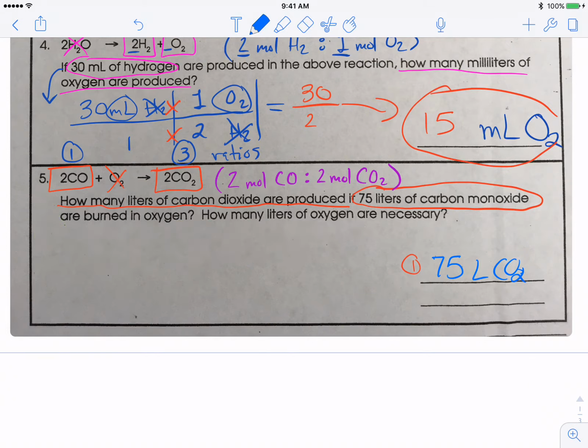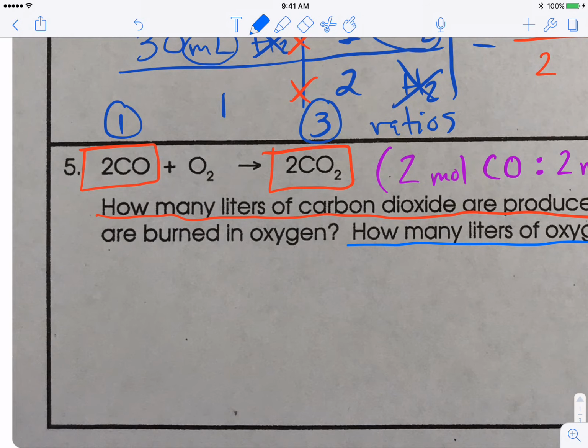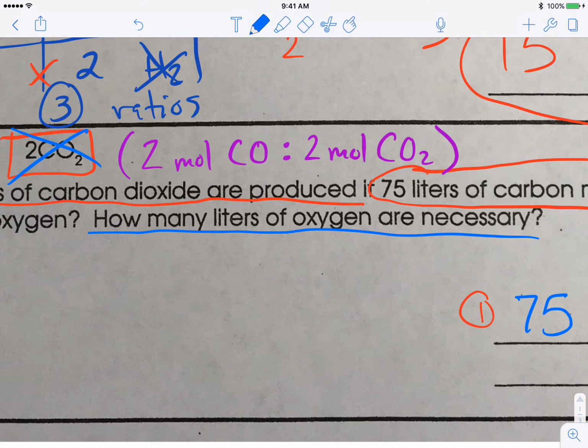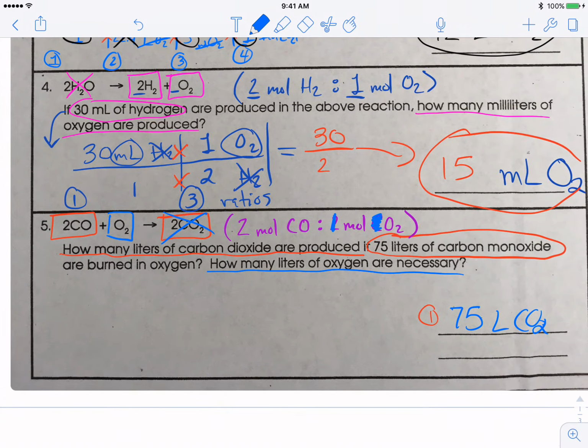Now number 2 asks how many liters of oxygen are necessary. So when we go back to our reaction, we're going to be interested in 2 CO2 and the O2. We're not going to worry about the product anymore. So let's go ahead and fix our ratio. So it's 2 CO2s for every 1 mole of O2. So it's 2-to-1 ratio. Let's go ahead and do the short method for this. So we start off with still 75 liters of carbon monoxide.